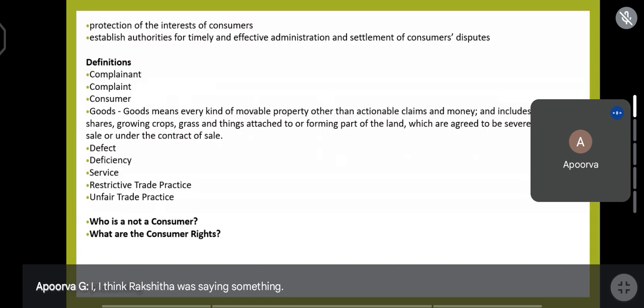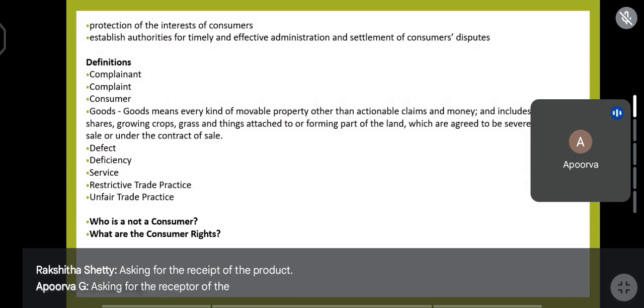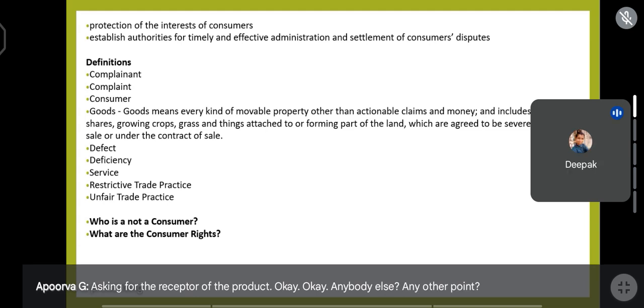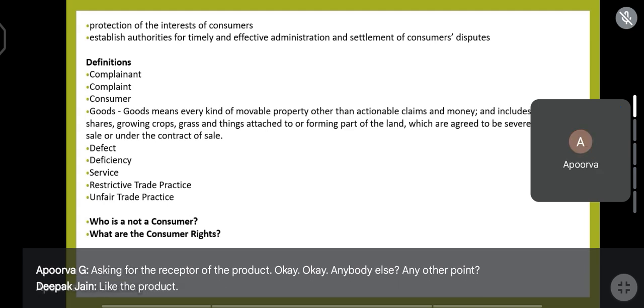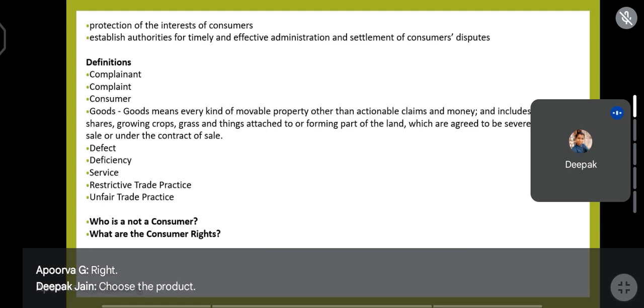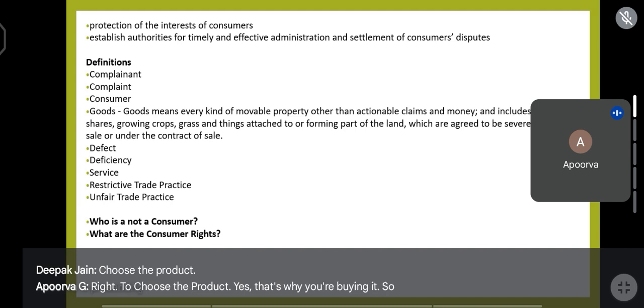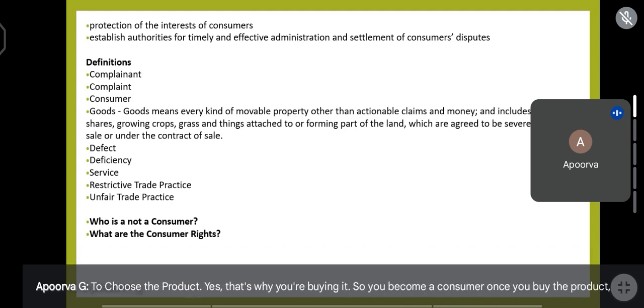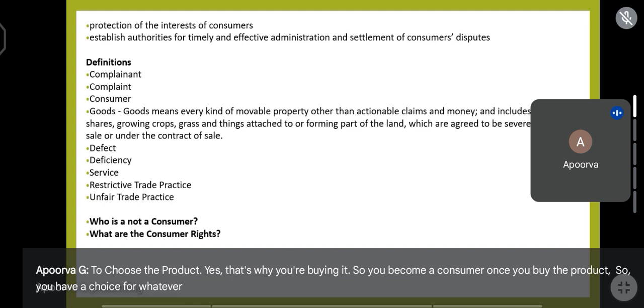Asking for the receipt of the product. Okay. Anybody else? Any other point? Right to choose the product. Yes, that's why you're buying it. So you become a consumer once you buy the product. So you have a choice for whatever product you need.